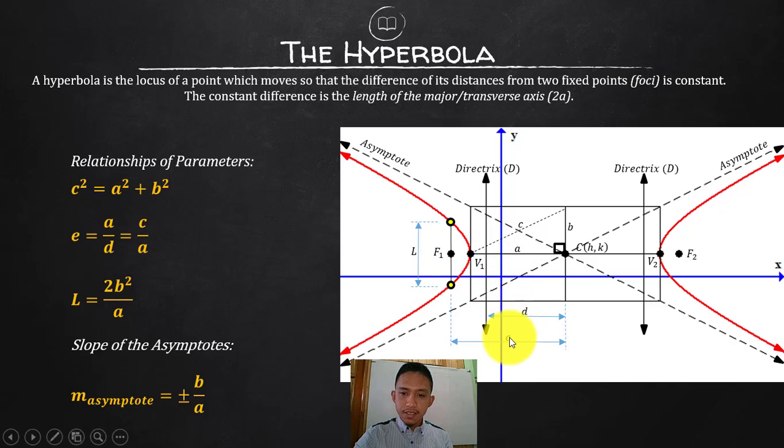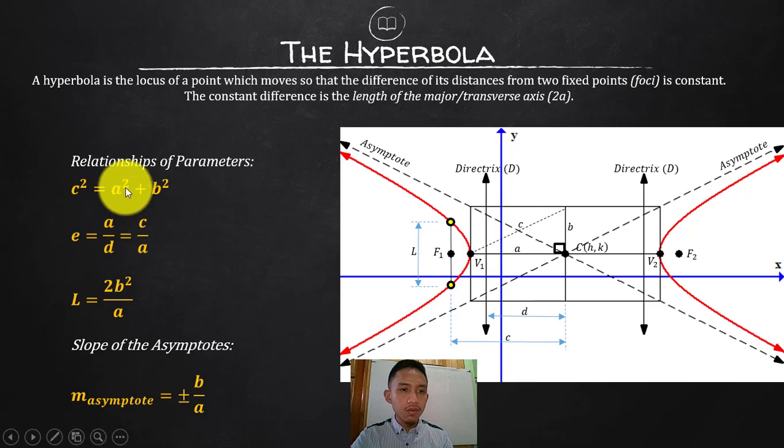So if that's the case, how will I relate? Actually, if I still connect that vertex to the endpoint of your semi-minor axis, that is the same distance as our C. That is true for a hyperbola. So that will create another right triangle. In the Pythagorean theorem, your C is now the longest, so that is your hypotenuse.